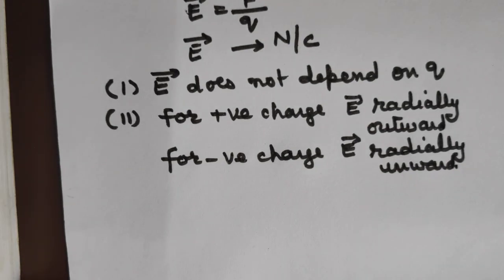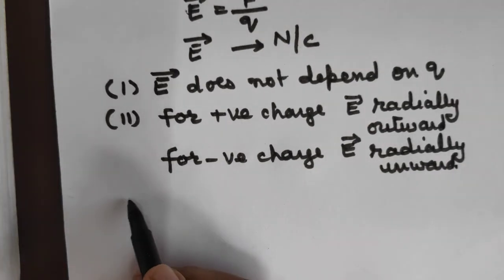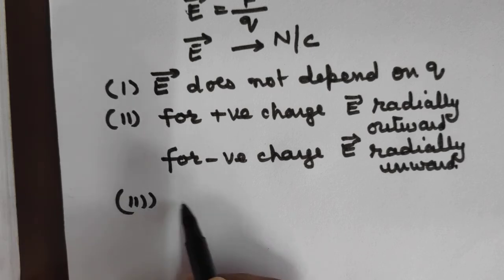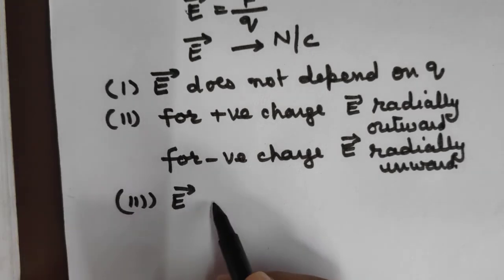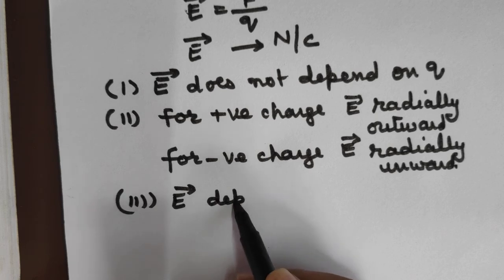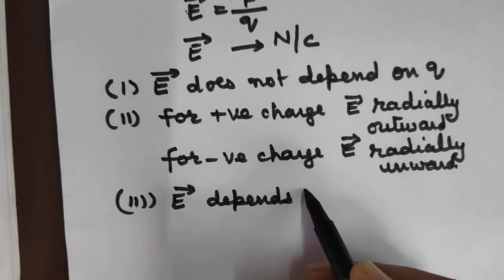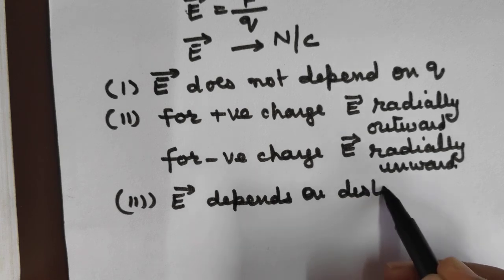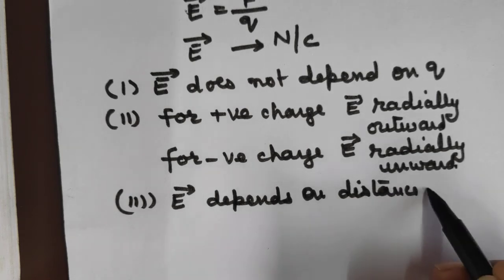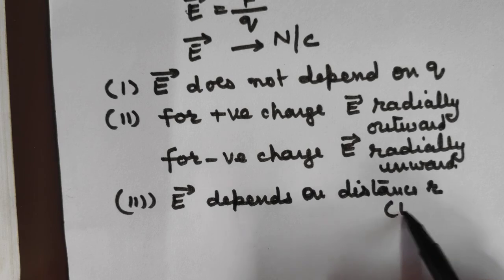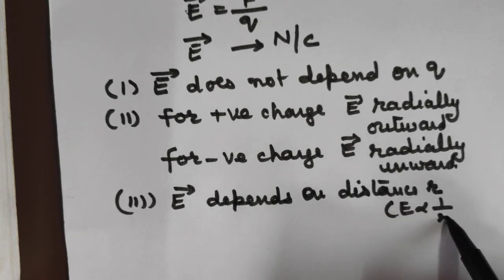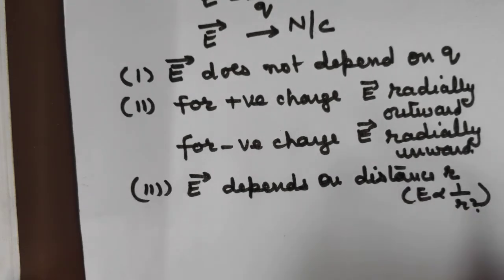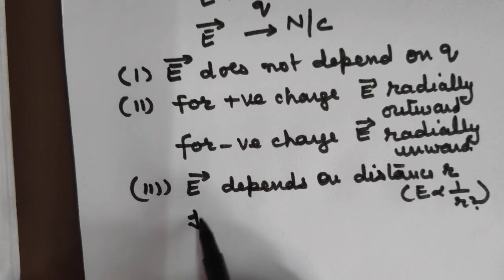Now the third point, electric field also depends on the distance r. We can see E is proportional to 1 upon r square. So it has spherical symmetry.